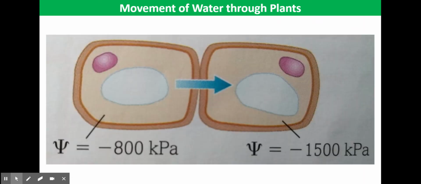Finally, we're going to look at movement of water between cells. When plant cells are touching each other, water molecules can pass from one cell to another. The water molecules will move from the cell with a less negative or higher water potential to the cell with a more negative or lower water potential. This is osmosis.